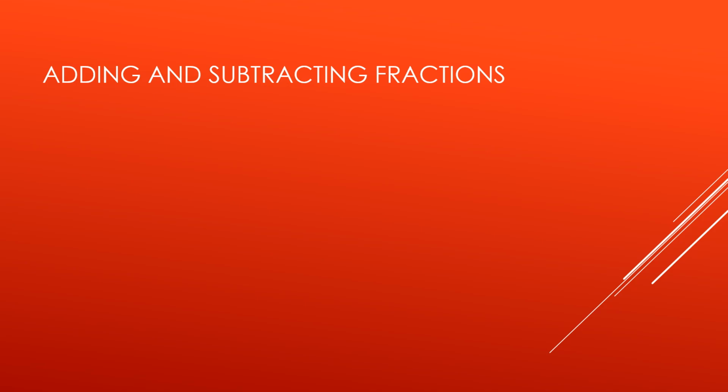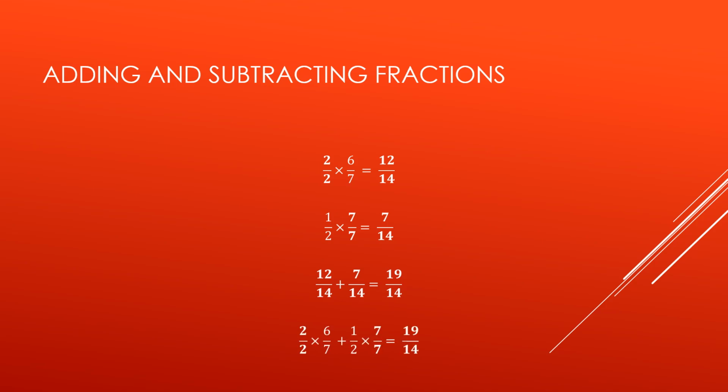The math looks like this. 2/2 times 6/7 equals 12/14. 1/2 times 7/7 equals 7/14. Finally, 12/14 plus 7/14 equals 19/14. So our final answer is 19/14.